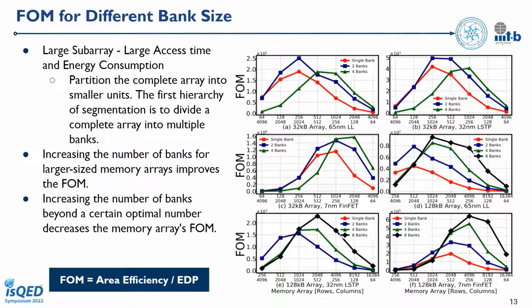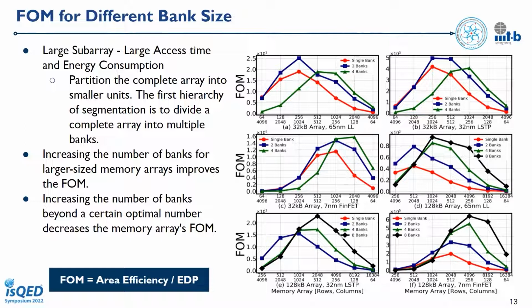A possible solution that we adopt is to partition the complete array into smaller units. The first hierarchy of segmentation, as discussed, is to divide the complete array into multiple banks. For our experiments, we assume that each bank consists of only a single subarray and 64 bits of data is accessed from the memory. As shown in the figure, we varied the size of the array from 32 KB to 128 KB for different numbers of banks.